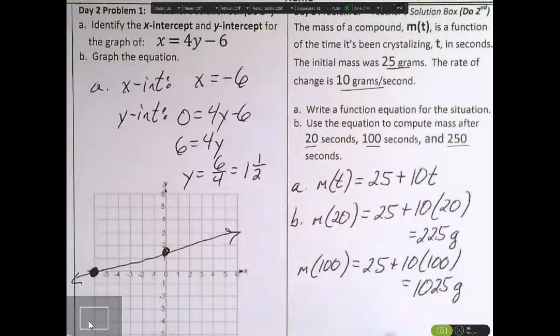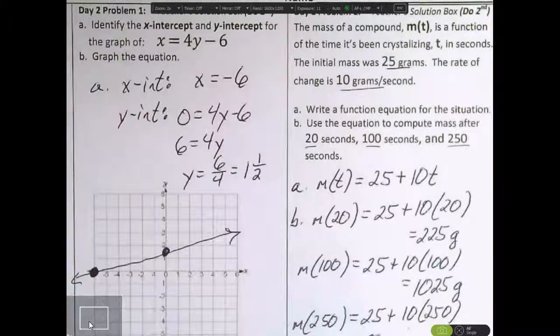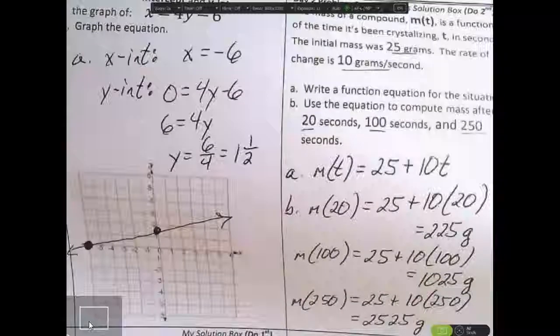And finally, m of 250. That's 25 plus 10 times 250. 10 times 250 is 2,500. Add 25 is 2,525 grams of this crystal compound.